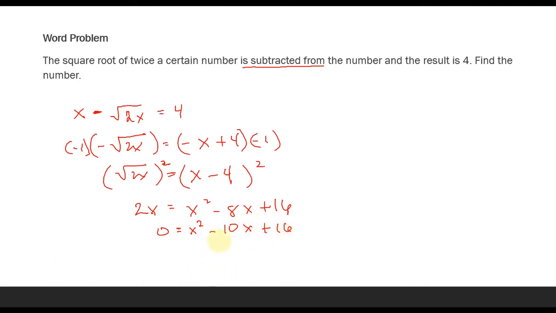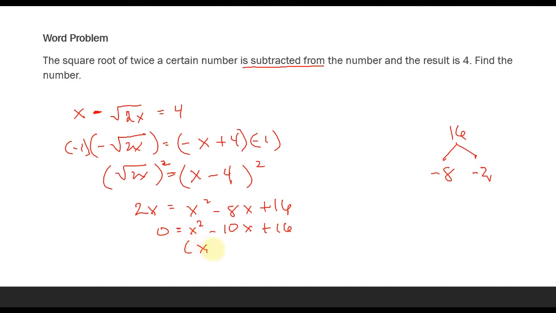Now we're going to use factoring here. You can use any method in solving quadratic equations, but in this case, I'll use factoring. So I'll factor out 16 first, which is the value of c. And I need to think of a number that will give me a negative 10 for the sum. So I think that will be negative 8 and negative 2.